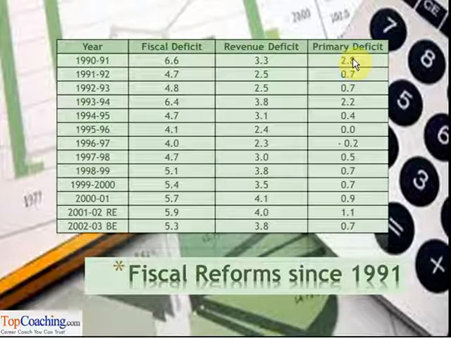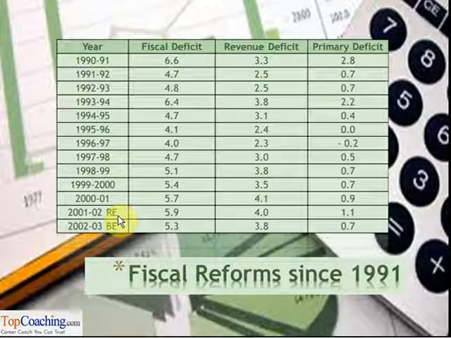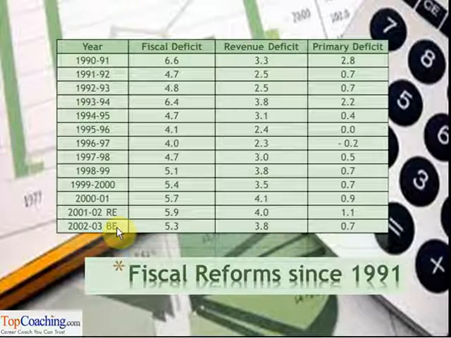Similarly, these quantities are also mentioned for the other financial years in this column of the table. RE written here stands for the revised estimate, whereas BE stands for budget estimate. Please take your time to go through this table.